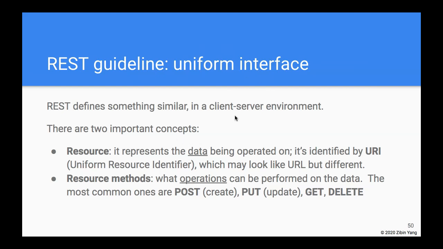So in REST, which operates in a client-server environment, there are two important concepts as far as interface goes. One is the resource. The resource represents the data that is being operated on, and it is identified by this thing called a uniform resource identifier. I'll show you an example of what it looks like. It really looks like a URL, but it's a URI. And the second thing is the methods, or the operations, that can be done on the data or the resources.